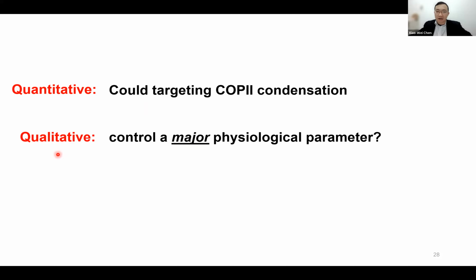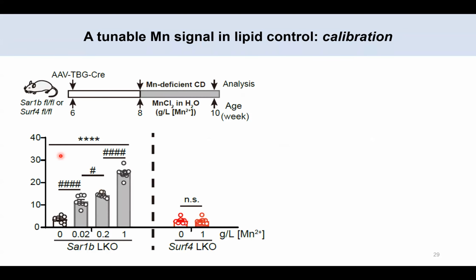So we first started with a set of calibration experiments. Basically, this is to validate this dietary regulation approach to control manganese signal in vivo. We put mice on a manganese deficient diet and then supplied different doses through drink. And interestingly enough, in the Sar1b knockout mice, where COPII activity is low, increasing manganese supply with diet or with drink can lead to a dose-dependent rescue or elevation of the diminished lipid levels in these mutant mice. And we think this effect is very much dependent on COPII-mediated transport, because in the SURF4 receptor knockout, even the highest doses of manganese signal were not able to affect lipid levels.